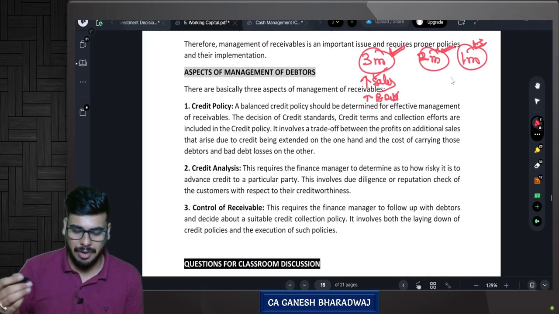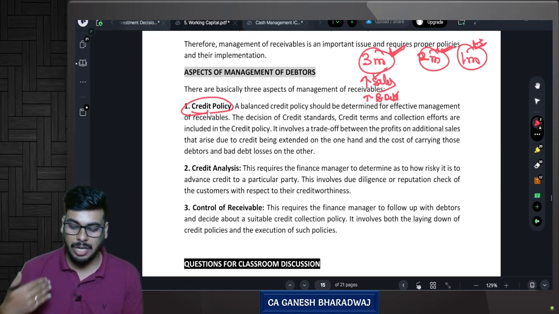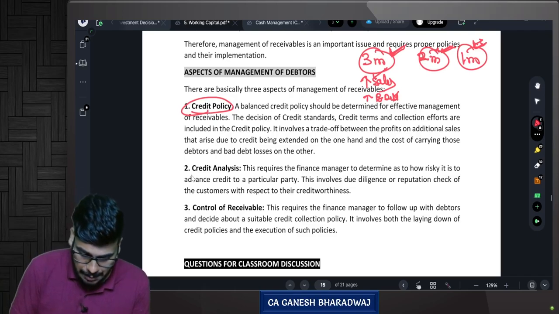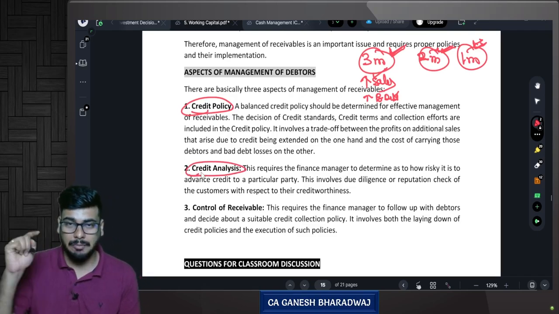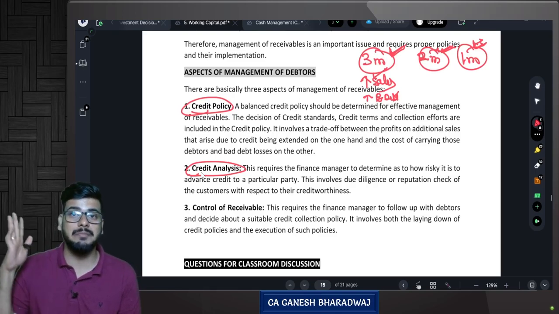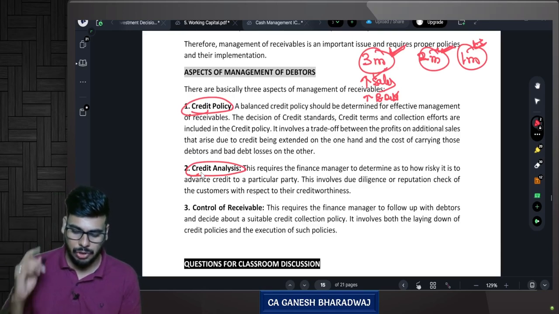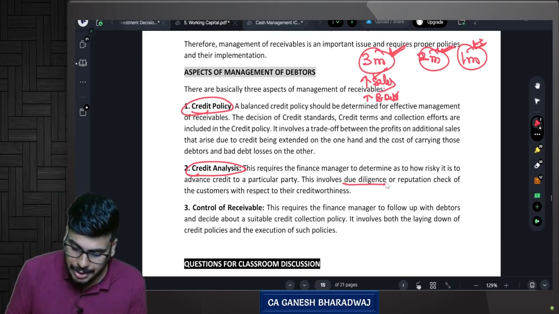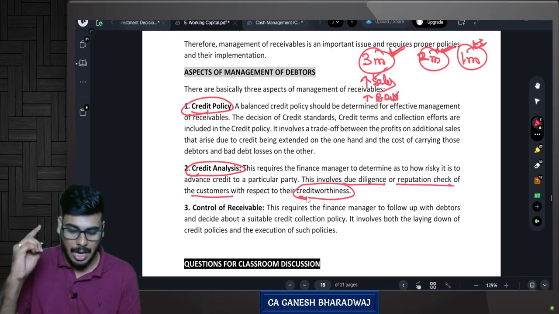So the aspects of management of debtors, basically, it's about the credit policy. What are the credit terms I should give them? 1 month or 2 months or 3 months, as the case may be. Then credit analysis, that is, at the time when I am choosing my customer, I should see whether this guy is going to repay me or not, whether he's credit worthy or not. This involves due diligence or reputation check of the customers with respect to that credit worthiness. Are you clear with this?